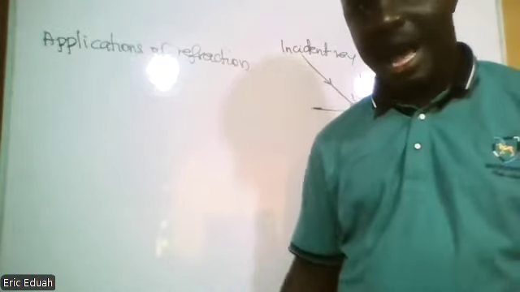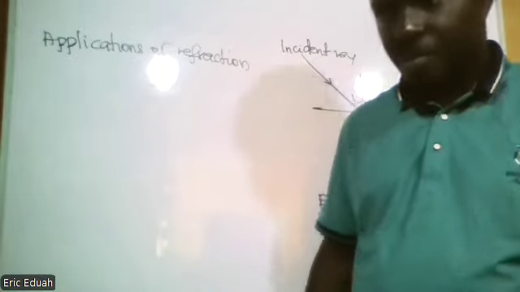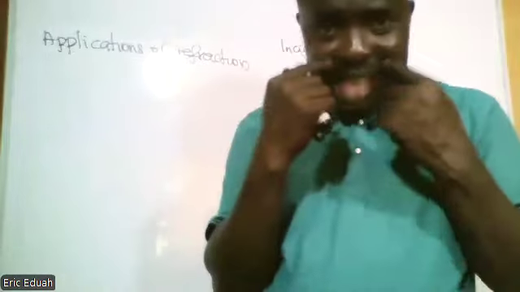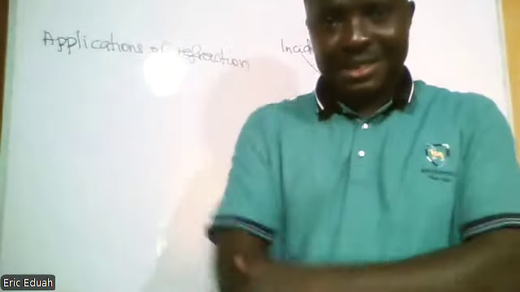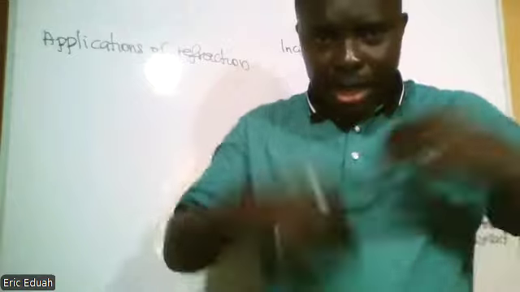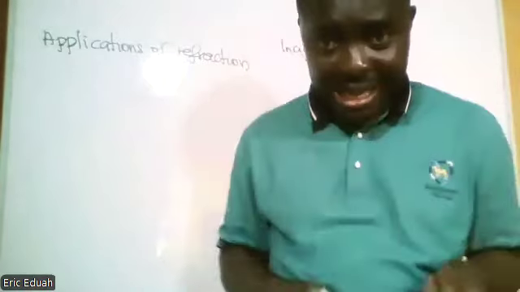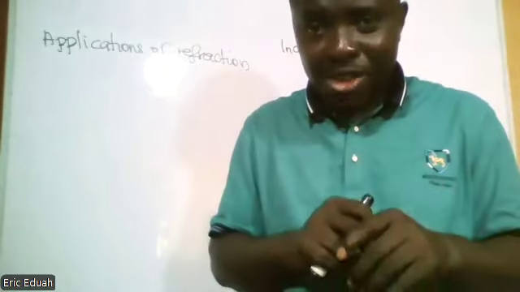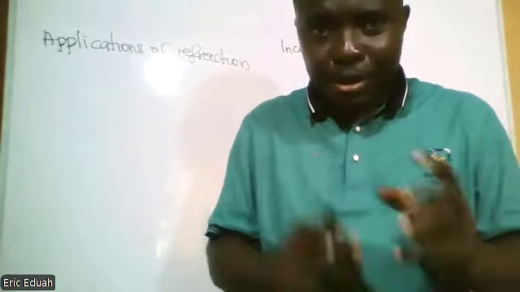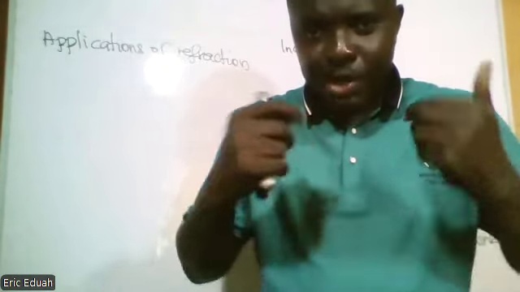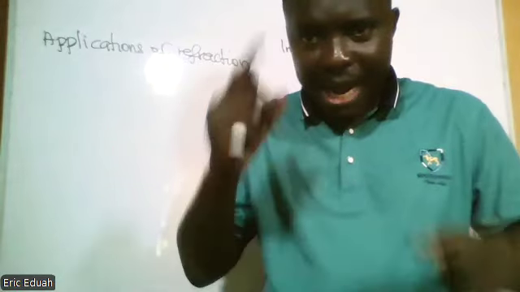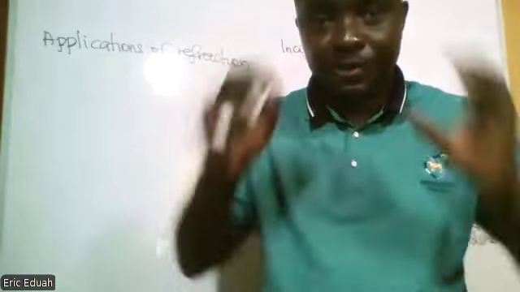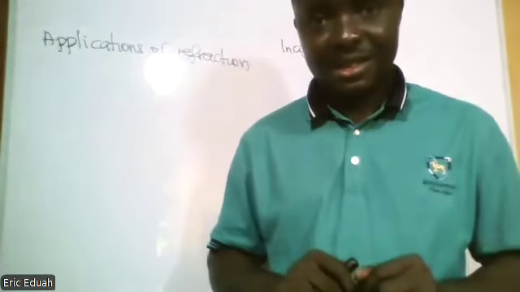Then let me add another. You see, we see as a result of refraction. So the operation of the human eye, the operation of the camera, the operation of the telescope, glass periscope, binoculars, optical instruments work on the principle of refraction.